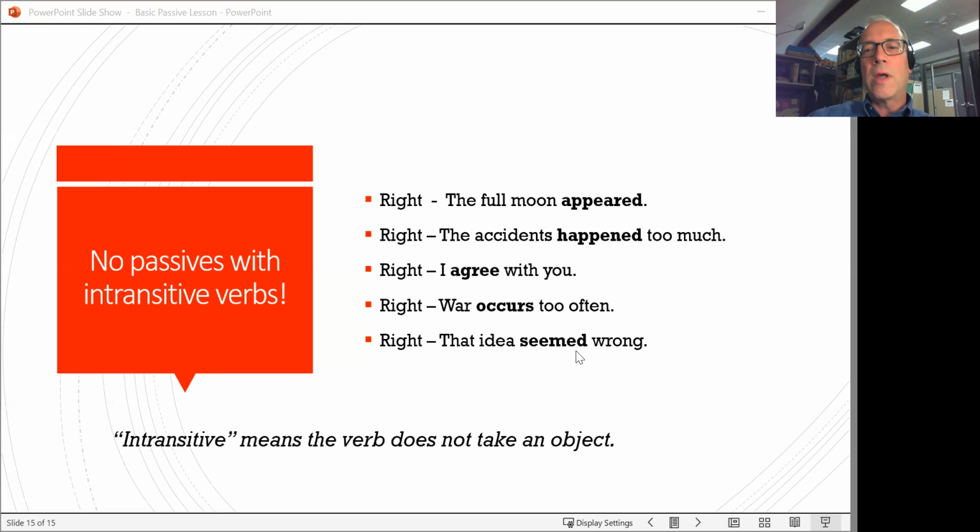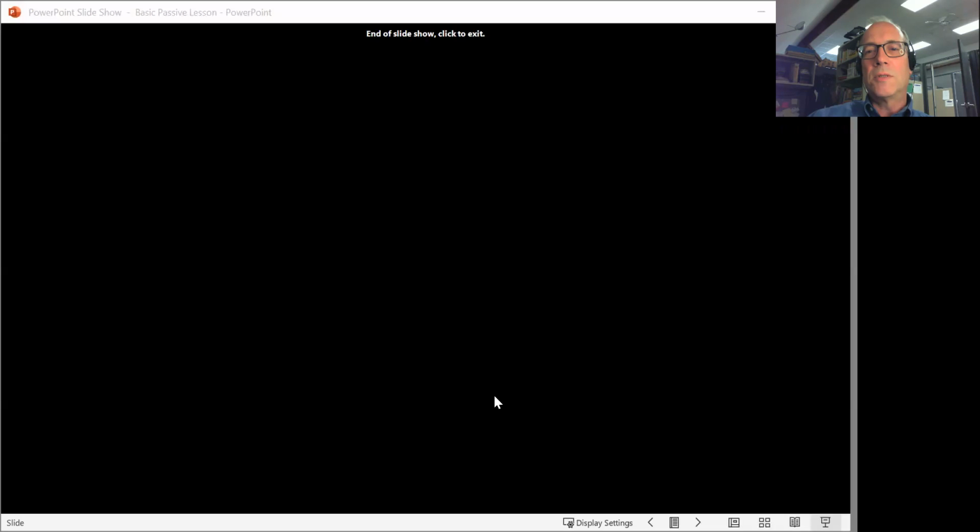So again, let's look at the right way to say these. The full moon appeared. The accidents happened too much. I agree with you. War occurs too often. That idea seemed wrong. So only use active voice with these verbs. That's the end of the basic passive lesson. So keep your eyes open to see passive verbs. Look for that be verb, look for the PP, and look for the object to be in the subject position. And you will see passives everywhere.